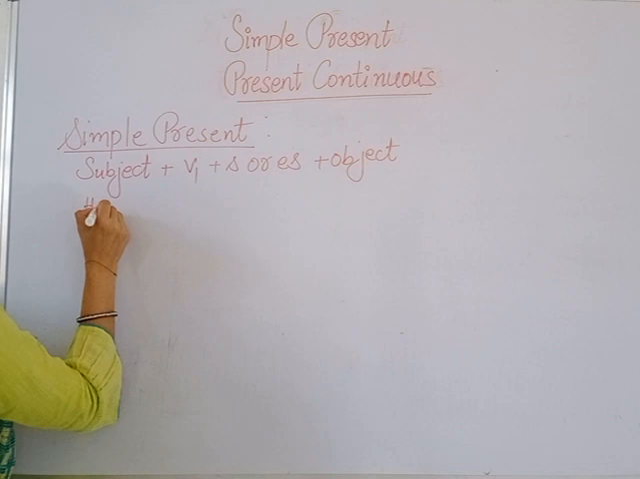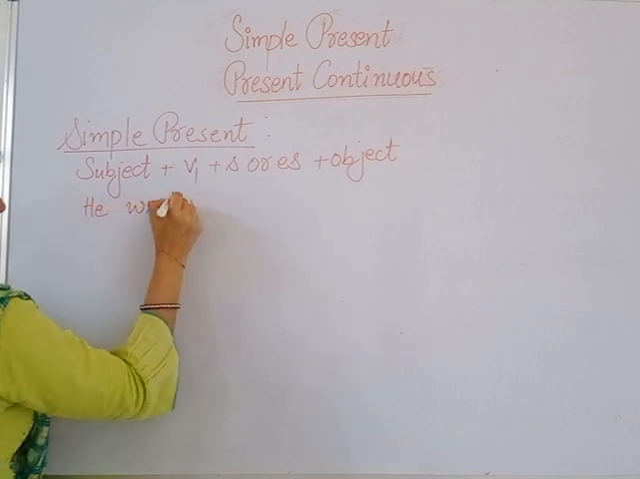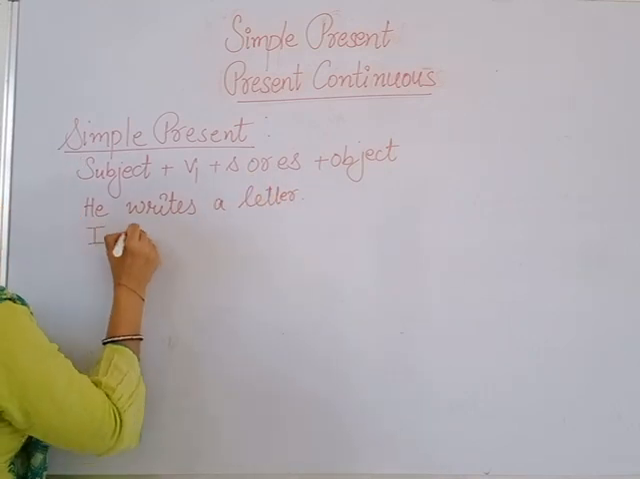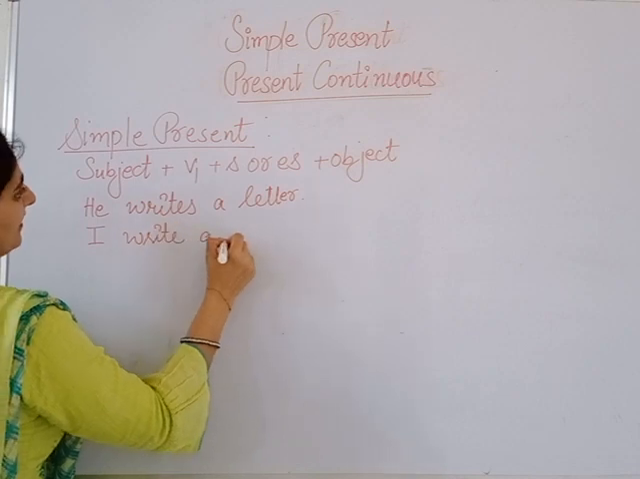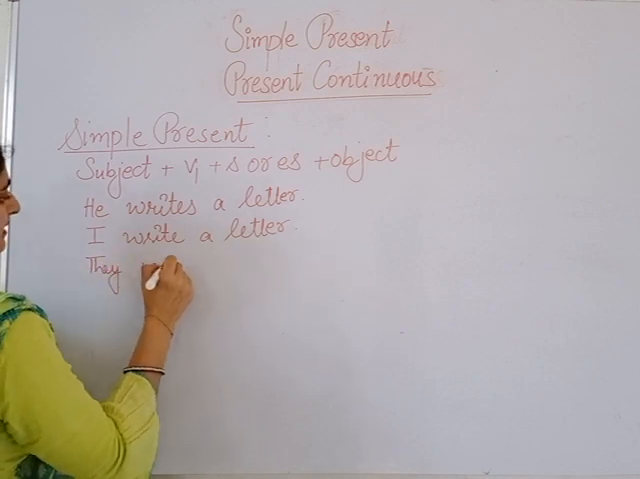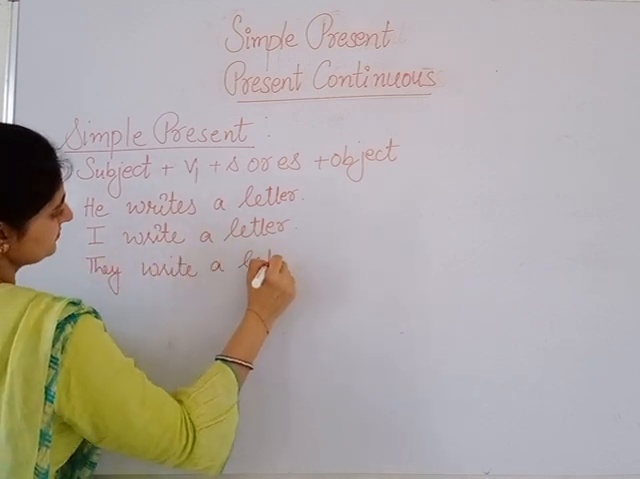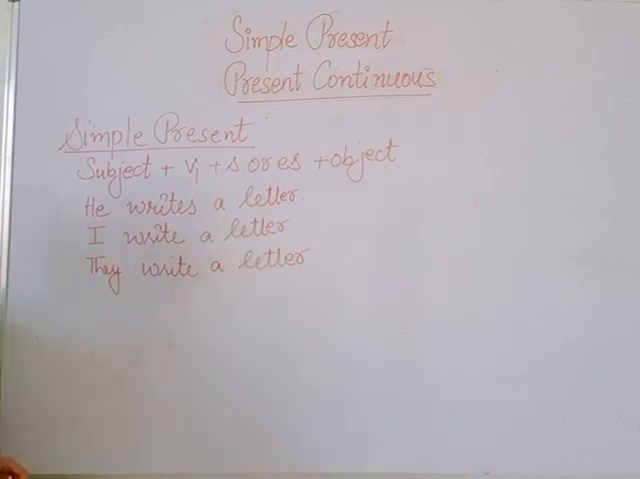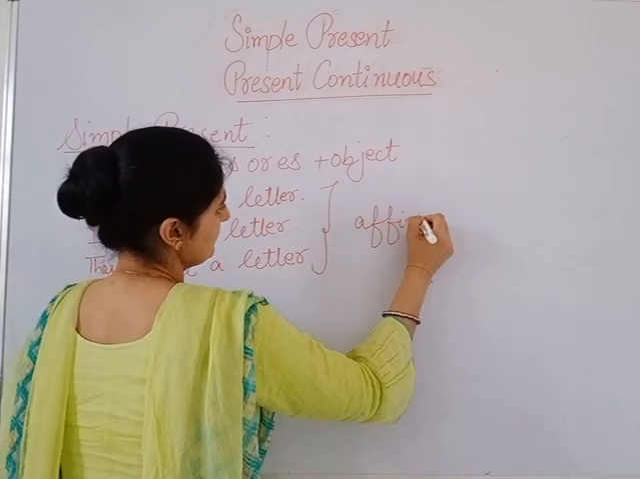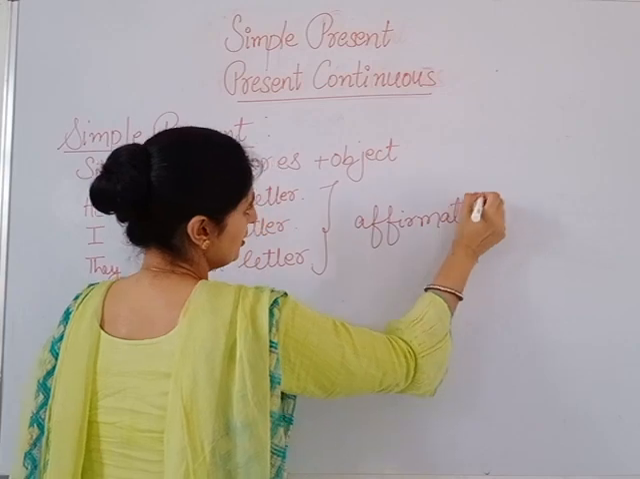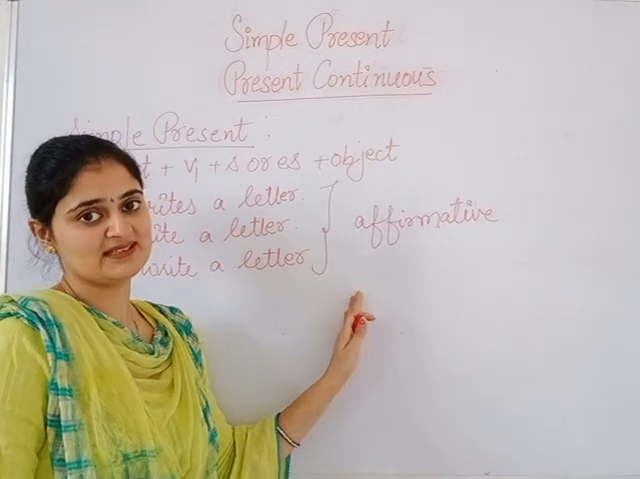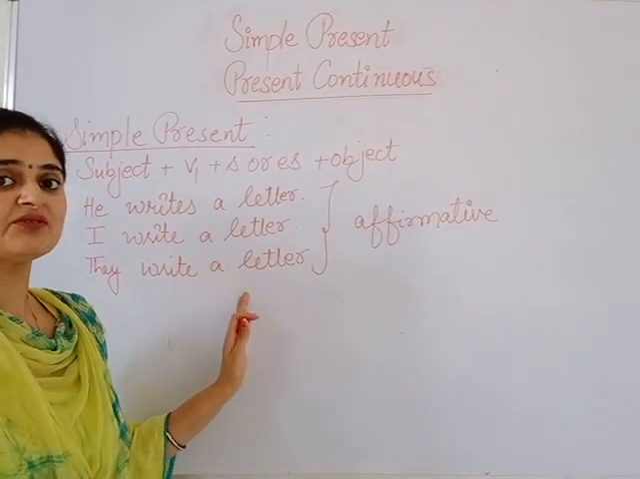For example, he writes a letter. Second example, I write a letter. Third example, they write a letter. Okay, so these all three sentences are affirmative sentences. What do you mean by affirmative sentences? Affirmative sentences are the positive sentences without any negative word, mean to say without not.